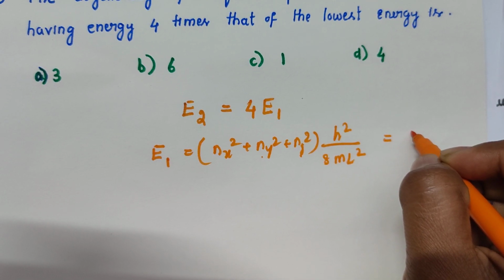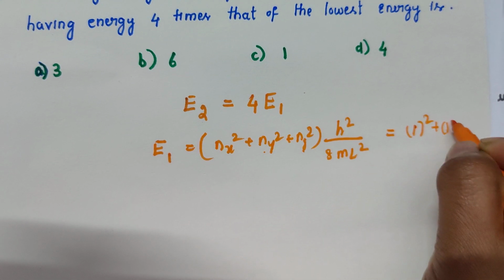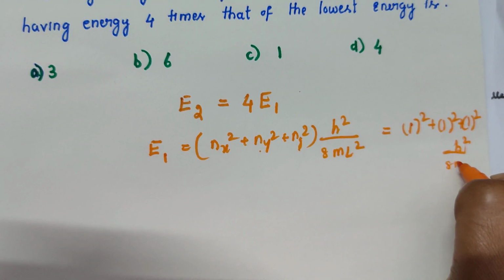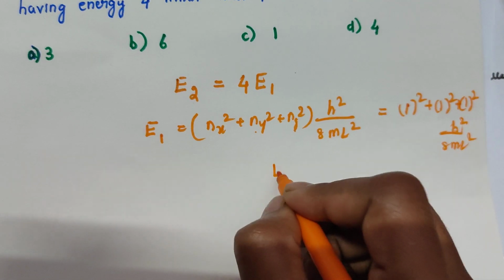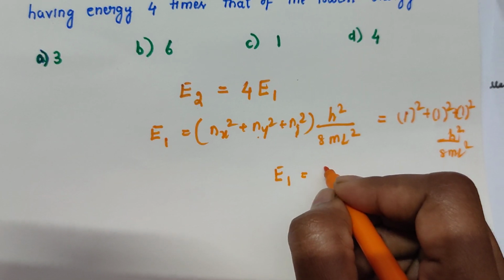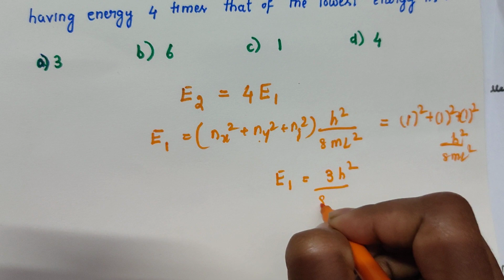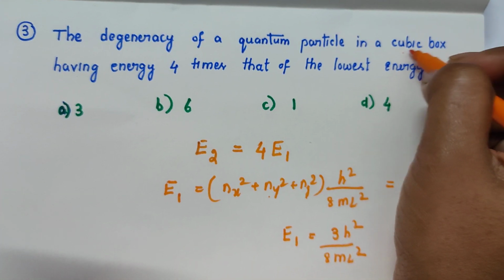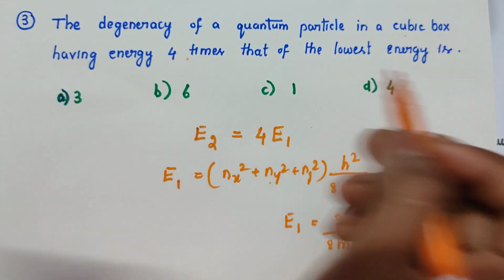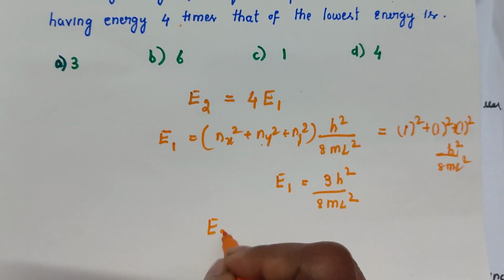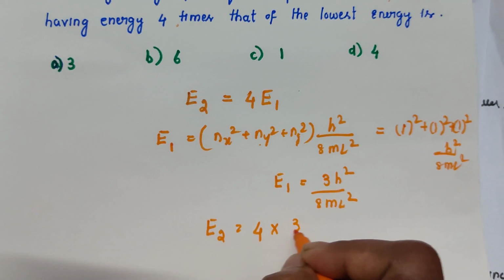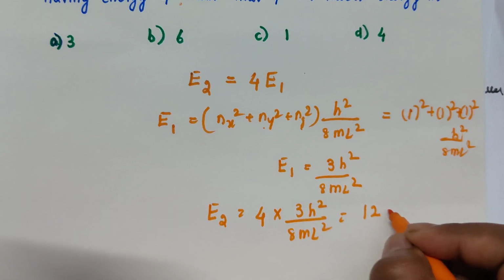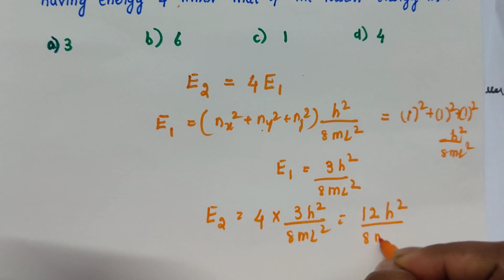So if you substitute, you get 1 square plus 1 square plus 1 square times h square upon 8 m l square. So the lowest energy E1 is 3h square upon 8 m l square. But they are asking about the energy 4 times the lowest energy, so E2 equals 4 multiplied by 3h square upon 8 m l square, which is 12h square upon 8 m l square.